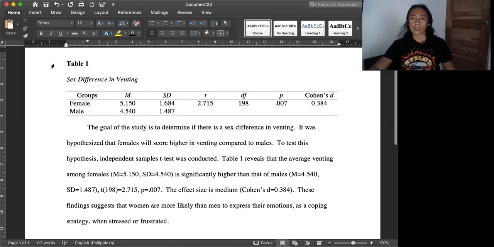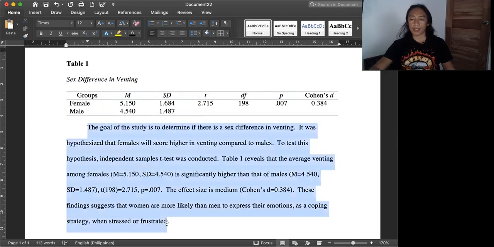So this is the table that we have prepared based on the results that we have run in JASP. And I have prepared here a write-up which we can analyze. Now let's analyze it in terms of format, in terms of content, and in terms of some suggestions on how to communicate to your reader the results of your findings.